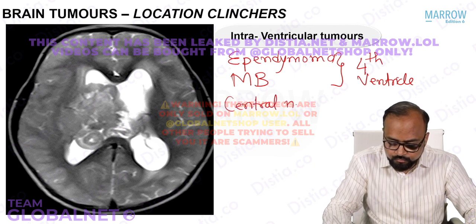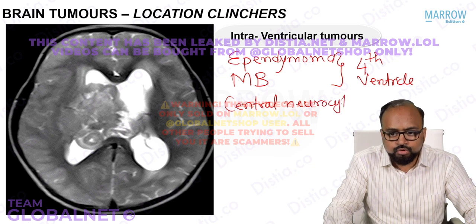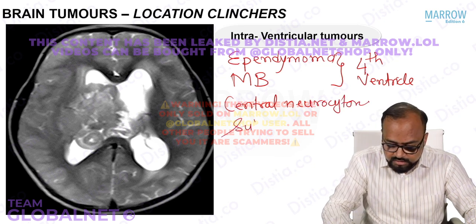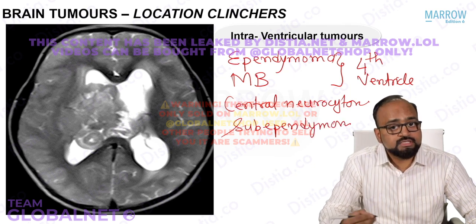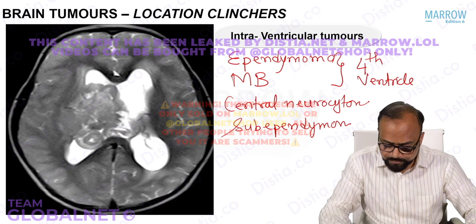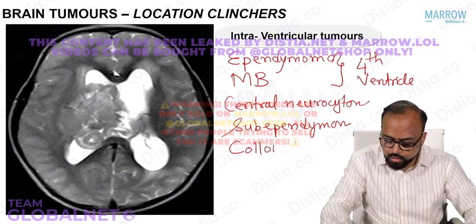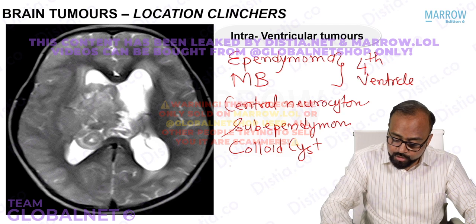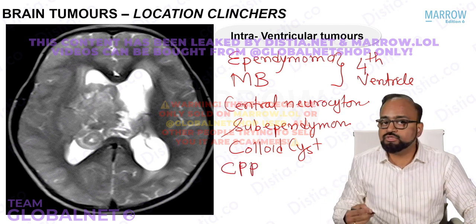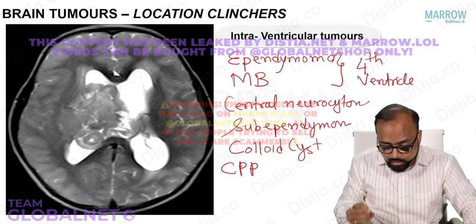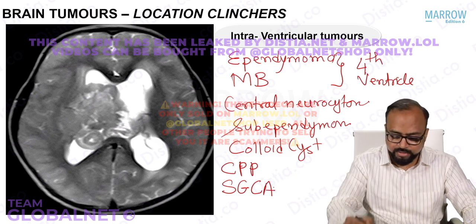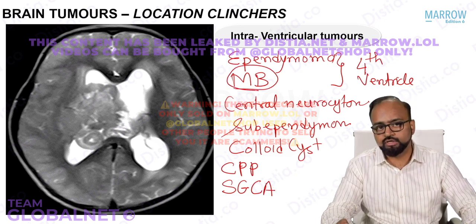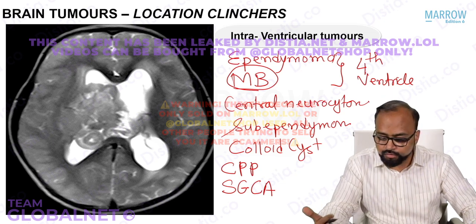So ependymoma, medulloblastoma, it could be a central neurocytoma. It could be a subependymoma. It could be a colloid cyst. It could be a choroid plexus papilloma. Choroid plexus is located where? It is located in the ventricular system. It could be a subependymal giant cell astrocytoma. What is this? We'll discuss this. Though medulloblastoma is not actually intraventricular, remember, it is in close relationship to the fourth ventricle, right?